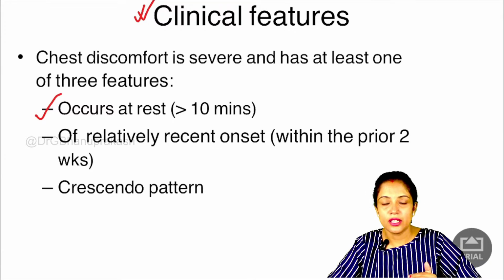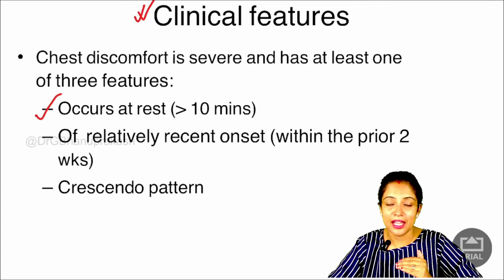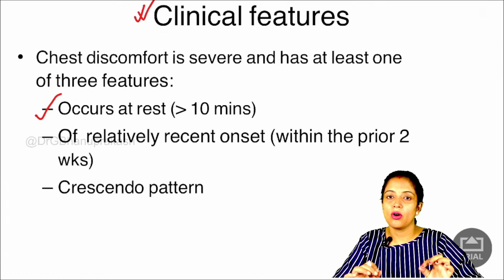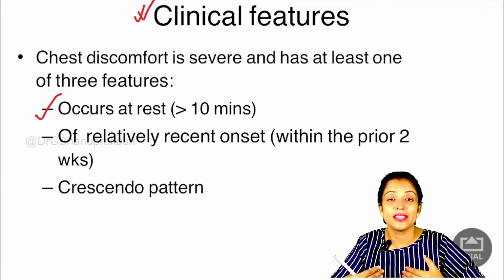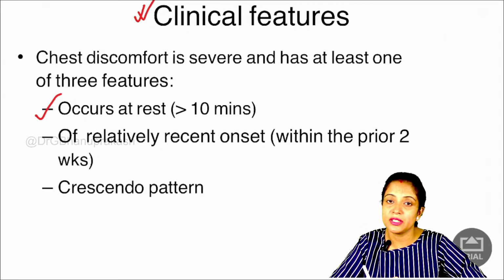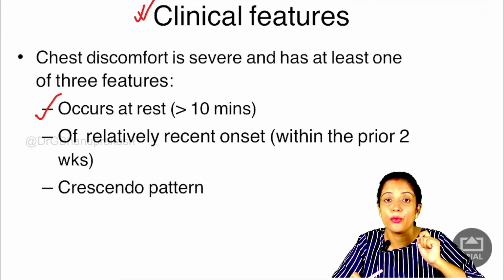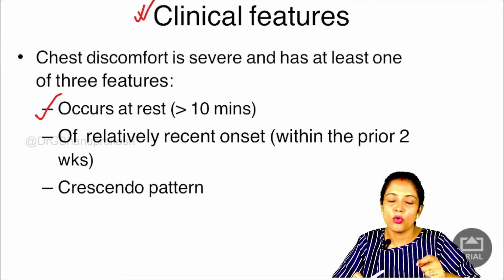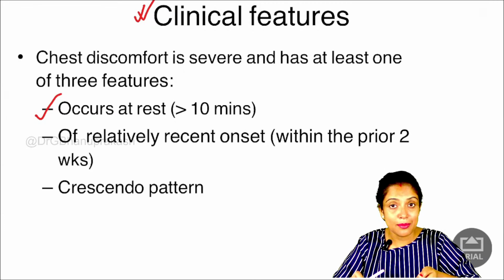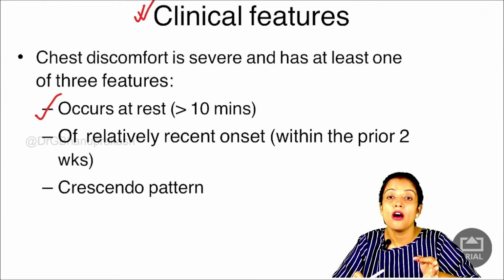For stable angina, if you remember, I have said stable angina occurs after a certain amount of exertion, or at the height of emotion, the patient may develop stable angina. But in case of unstable angina or NSTEMI, it usually occurs at rest. And the duration is more than 10 minutes, whereas in case of stable angina, the duration was up to 5 minutes, 2 to 5 minutes most of the time.